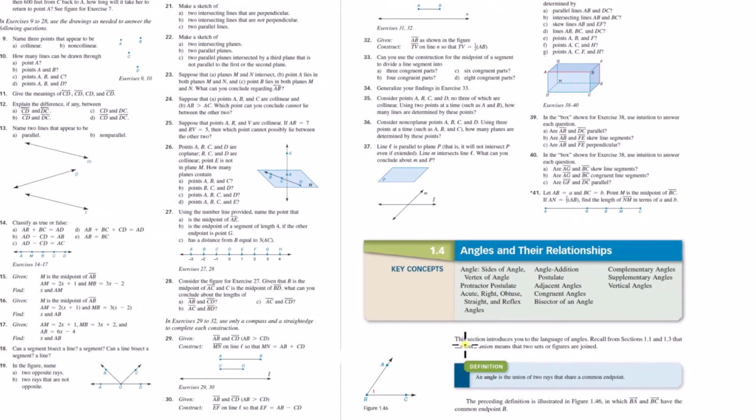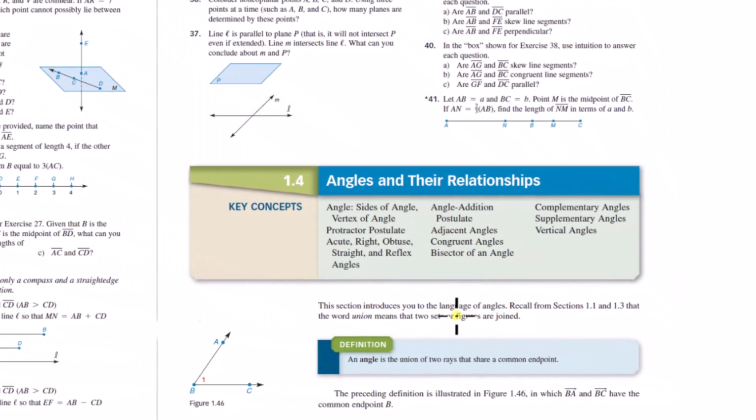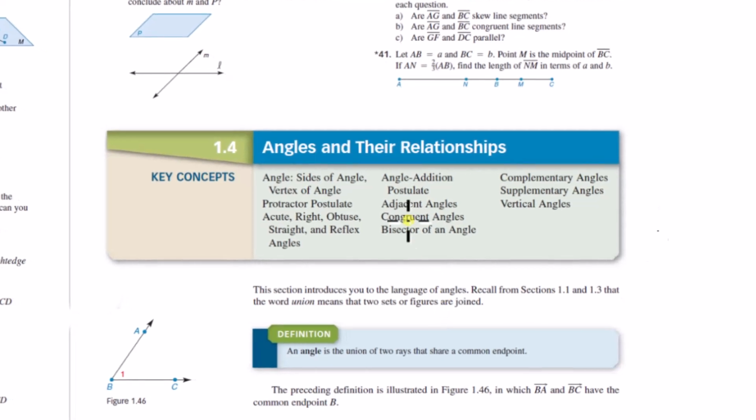This section introduces you to the language of angles. These are more official mathematical definitions for angles. Recall from sections 1.1 and 1.3 that the word union means that two sets or figures are joined. Union is just, if you have a set A and a set B, it's everything in A and everything in B. That's A union B.